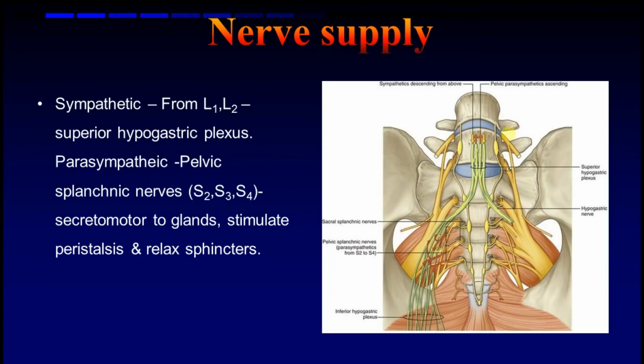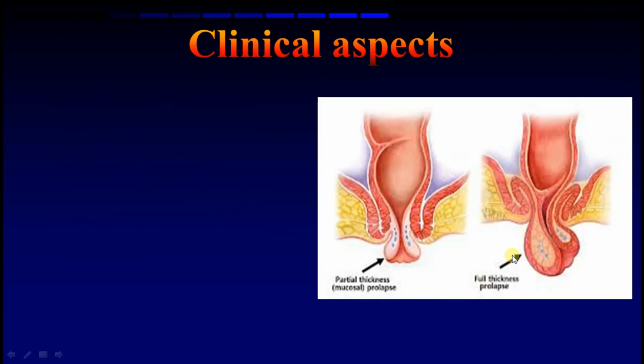Nerve supply. The preganglionic fibers are sympathetic from L1 and L2. Okay. They stimulate the sphincters and are vasomotor. Parasympathetic is secretomotor, S2, S3, S4. So it relaxes the sphincters and stimulates peristalsis.